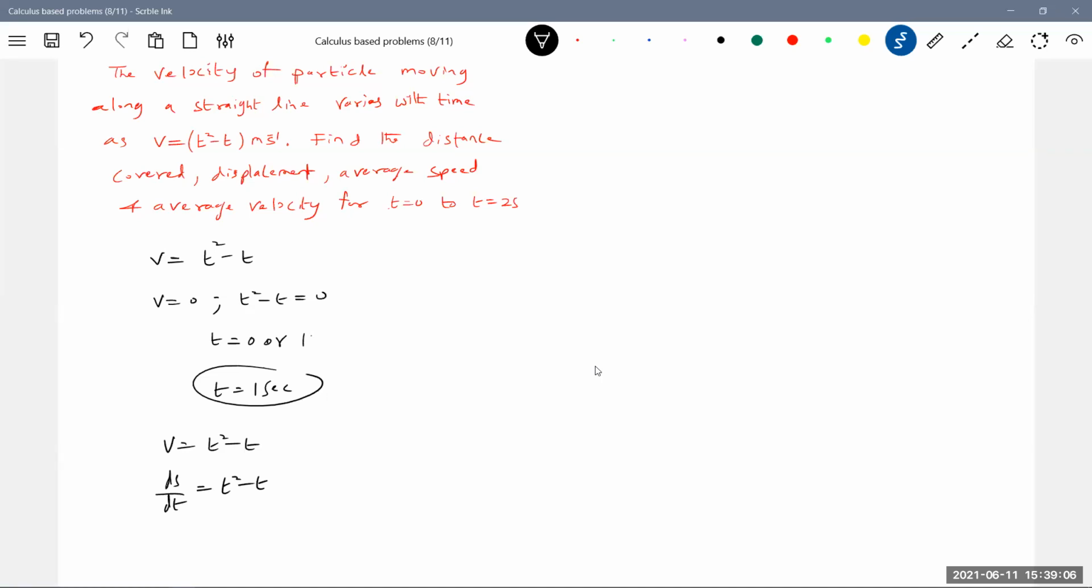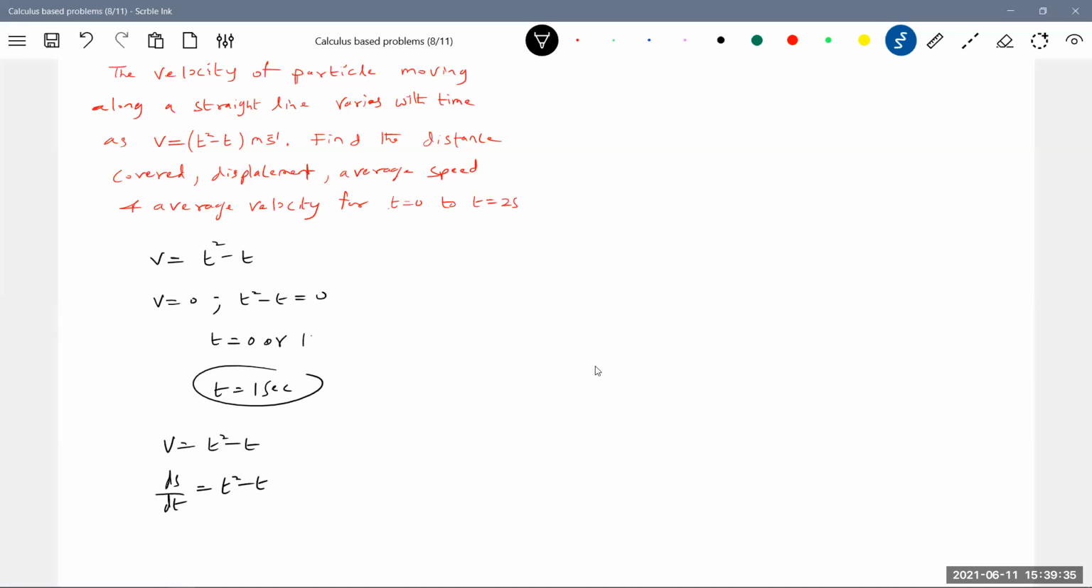But it is asking 0 to 2 seconds. So now what shall I do? From 0 to 2 seconds, shall I go for 1 or 0? I think one only, because at t equals 0, the velocity of the particle is 0. At t equal to 1 second, the velocity of the particle is this one. So we are describing the motion from t greater than 0, and from t greater than 0, the motion begins here.